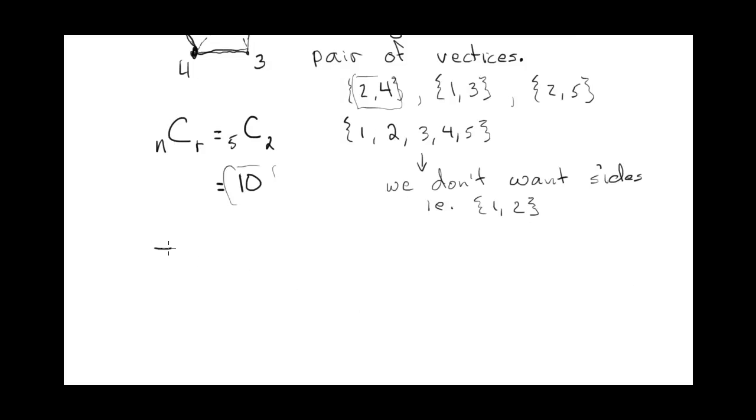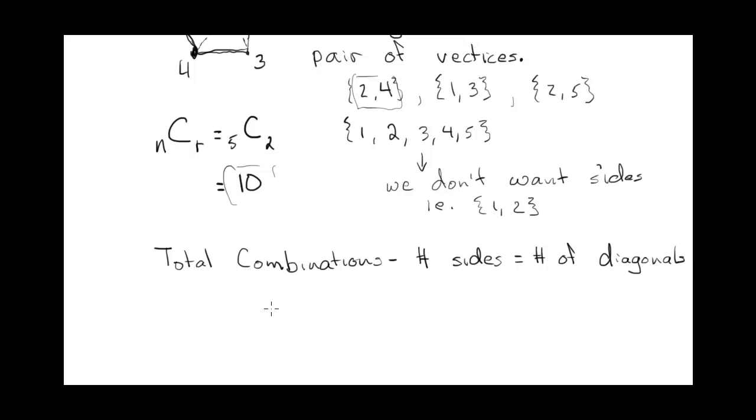So total combinations minus number of sides will equal number of diagonals. There's 10 total combinations minus the number of sides, which was 5, equals 5. So therefore, there are 5 diagonals.